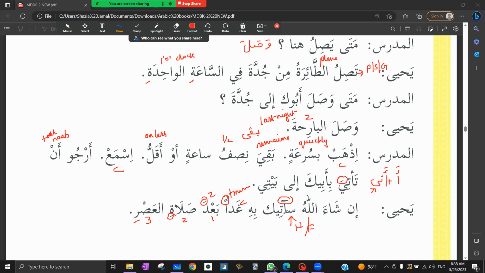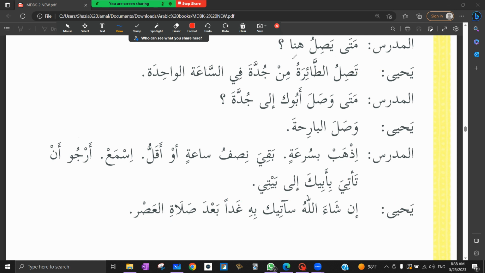Yes, inshallah, sa'atika means I will come to. Ka denotes to your place. Bihi, with him, with my father. Ghadan, tomorrow, after Salatul Asr, after the Asr prayers. So this is the end of the conversation and the end of lesson number 26. Now, inshallah, I will start with the exercises.